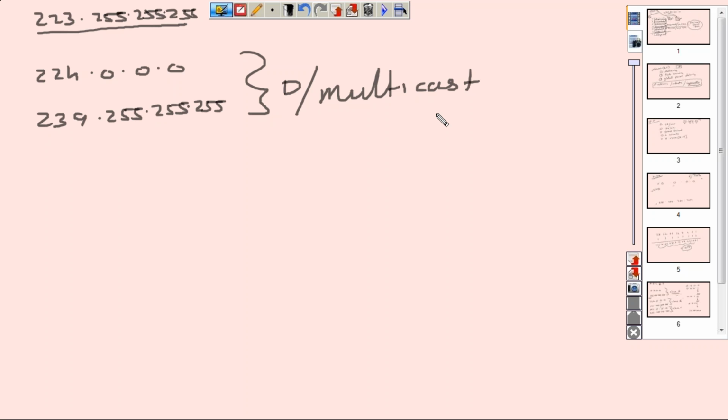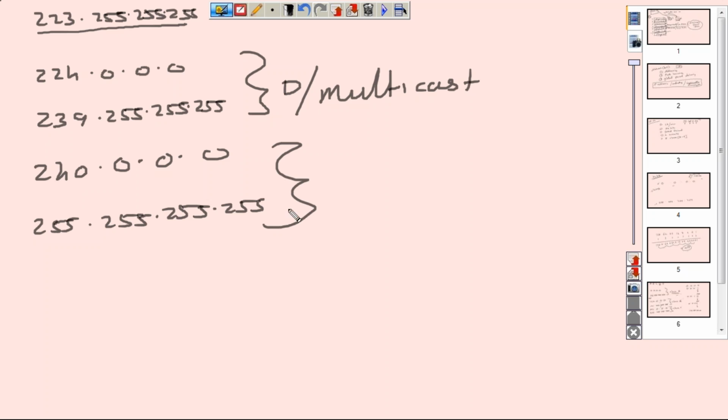A whole bunch of them there. But right now we're just talking about the classes, right? So class D is also called the multicast range. Then we have 240.0.0.0 to the end of the line, called class E, which is mostly used for documentation and experimentation. Which means normally you and me, we wouldn't be using this range.